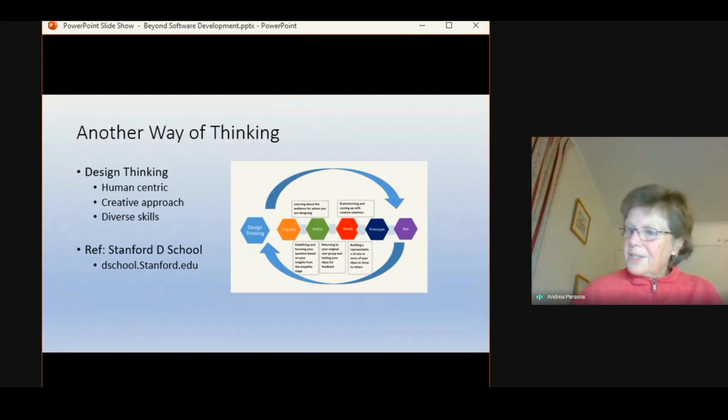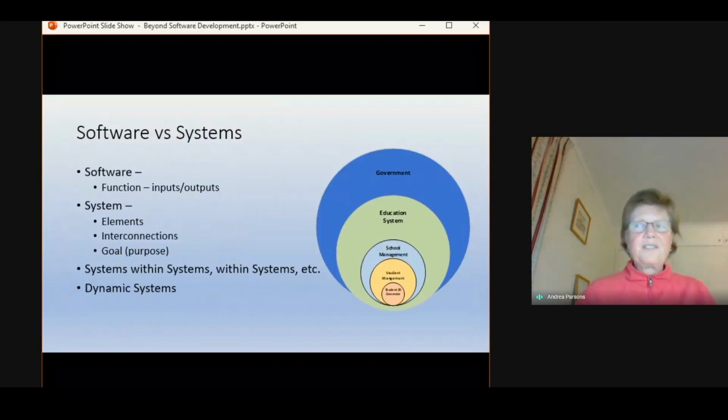The next thing I want to talk about is the difference between software versus systems here. When you develop software, you're talking about developing some functionality, looking at inputs being manipulated to produce some outputs. When you talk about a system, which is the thing that the software will belong in, you're talking about elements and interconnections and something with goals and purpose.